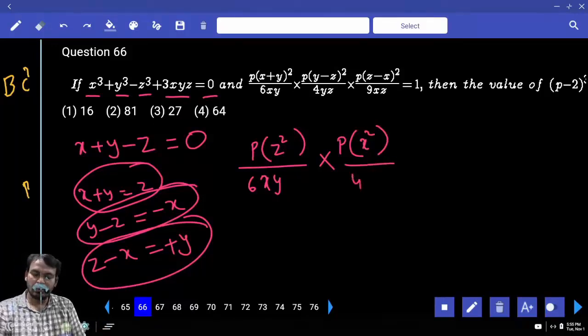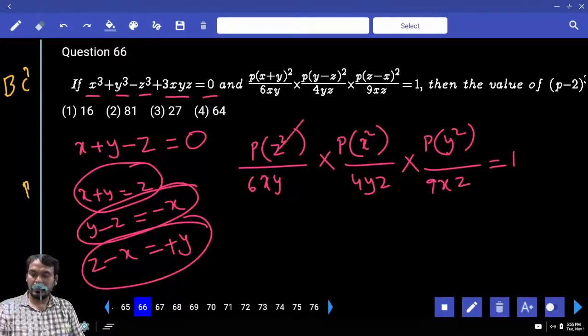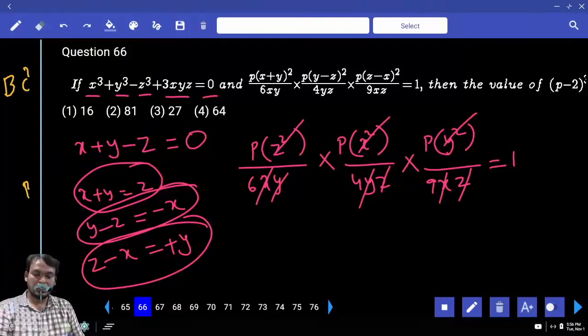By 4 into yz into p into (z minus x). What is the z minus x value? y. It will be y square or not? By how much value? 9 into xz equal to how much? 1 or not? The numerator z square, denominator z square cancel or not? Numerator x square, denominator x square cancel or not? Numerator y square, denominator y square cancel or not? Yes or no? 6 into 4 how much? 24. 24 into 9, 216 or not?